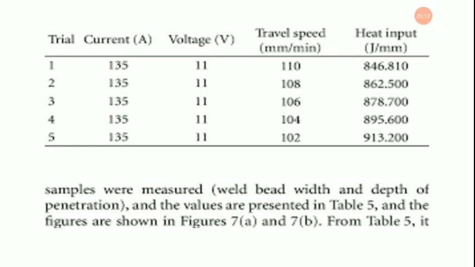Now these are again the trial current, voltage, and welding speed, and how the welding travel speed is being varied. The heat input can be varied by varying the travel weld speed.